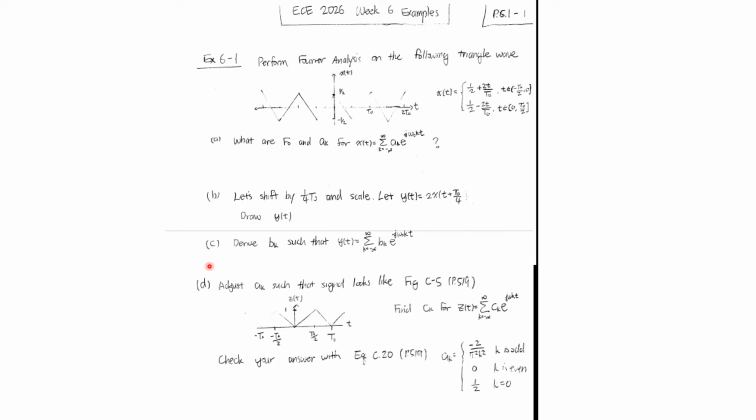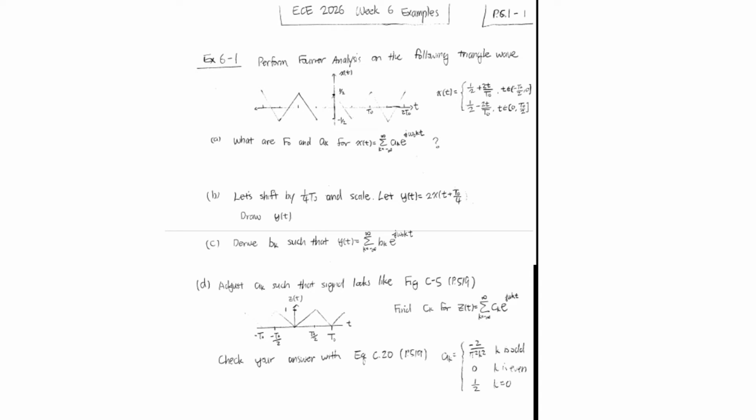Finally, for part D, this is just a little bonus bit where we want you to adjust the signal so that it looks like this here. So it's shifted up, as you can see. So instead of going from 1/2 to -1/2, it now goes from 0 to 1. And the phase has changed a little bit. So we're going to call this signal z of t, and we're going to call its coefficient c of k. And I want you to find c of k.